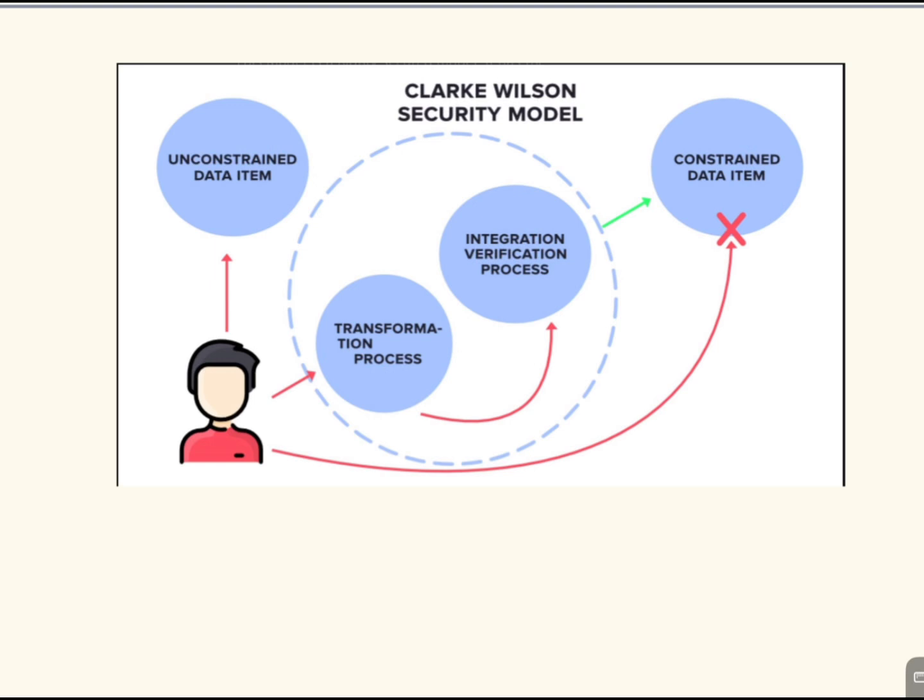As you can see in this image, this is the unconstrained data item. That means these are unverified or untrusted data, right? And the user can access it, can create or modify these data items freely, without any issue, because this is raw data. For example, a user enters raw data into a financial system, such as an employee submitting an expense report.